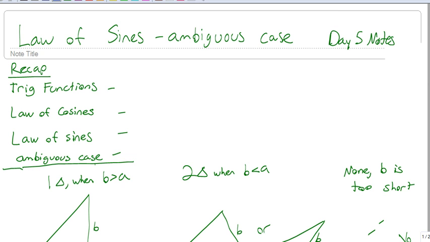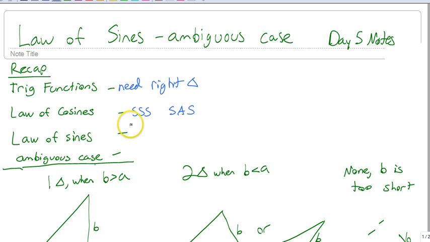Let's just recap when we use which triangles we use these laws for. When you have trig functions, that means you need a right triangle, right? Law of cosines is when you have all three sides, or when you have two sides and the included angle. Alright.